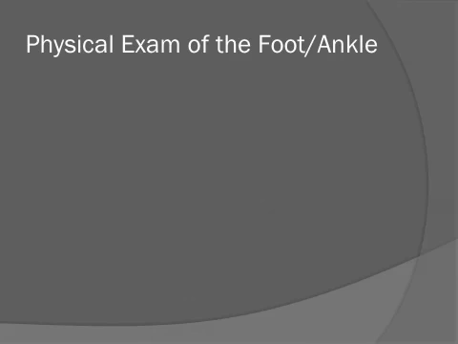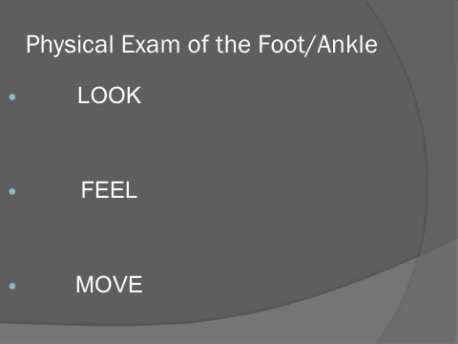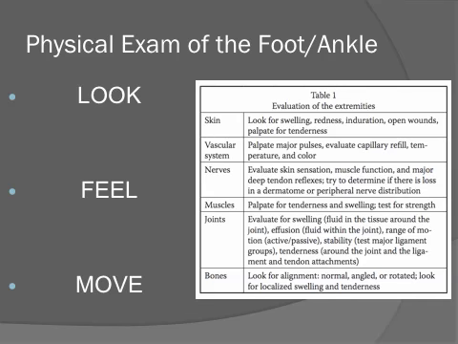You want to accomplish 3 tasks in the physical exam of the foot and ankle: look, feel, and move. If you can accomplish these 3 tasks, then you will have a pretty good idea of the physical condition of the foot and ankle. Throughout the physical exam, we are evaluating 6 anatomical features: the skin, vascular system, nerves, muscles, joints, and bones.